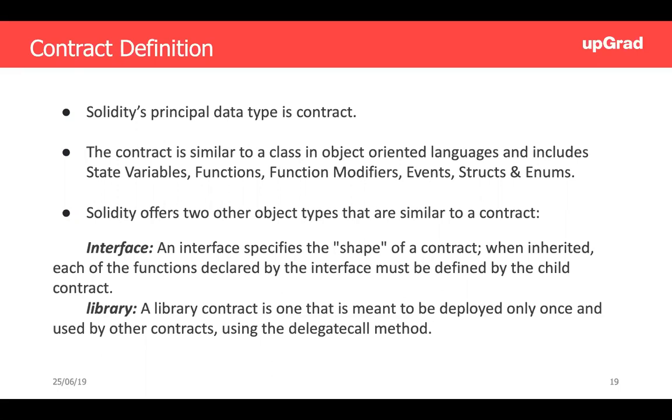One is an interface. If you've worked with object-oriented languages before, you should be fairly familiar with the concept of interfaces. Interfaces are just defining a shape or a structure for your class file. They tell that if a class file inherits from an interface, all of the functions that have been described in the interface file will be implemented in your class file. So an interface is just like an index or a shape, or a structure, that defines that these will be the functions or the state variables or the structs or the events available inside of any contract that implements this interface.